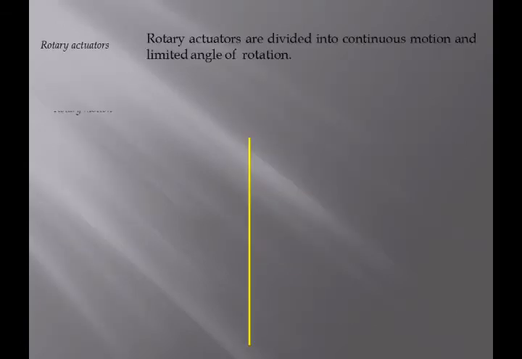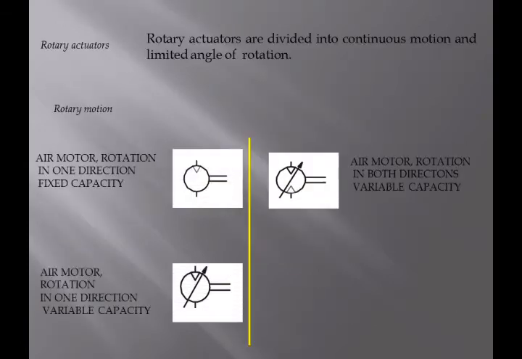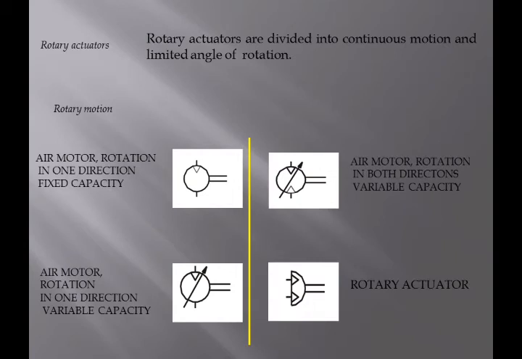Rotary actuators. Rotary actuators are divided into continuous motion and limited angle of rotation. Rotary motion. Air motor, rotation in one direction, fixed capacity. Air motor, rotation in one direction, variable capacity. Air motor, rotation in both directions, variable capacity.